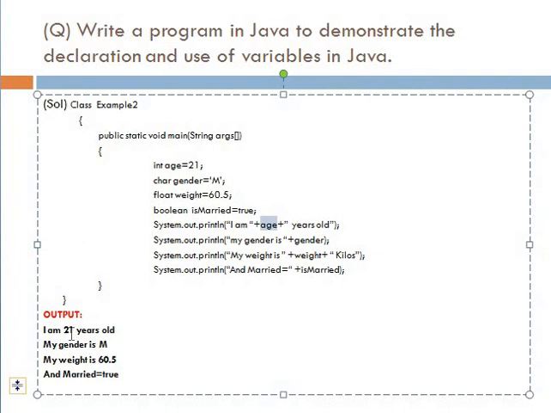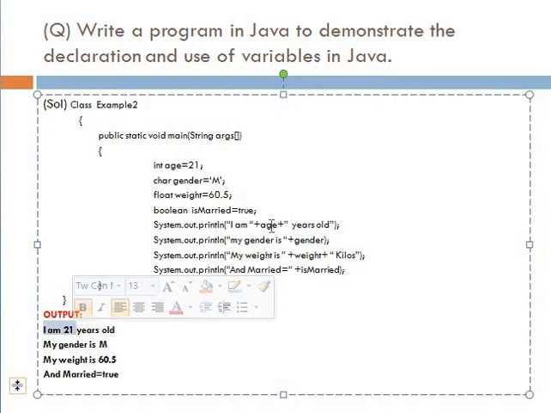And in the output section, I am going to display the value contained in this variable called age. Now the value contained in this variable called age is 21, as declared at the beginning of the main method. So for this variable called age, the value 21 shall get displayed in the output. As a result, in the output you can see I am 21.